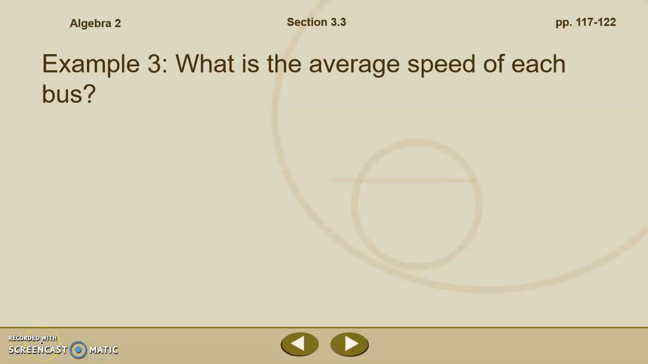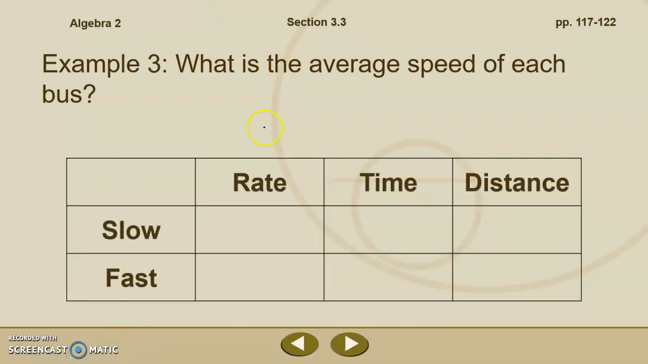We've got example 3, which is on page 119. Two buses, 412 miles apart, head toward each other. One bus travels 3 miles an hour slower than the other, and they meet in 4 hours. What is the average speed of each bus? For this problem, you're going to need to remember that distance equals rate times time. It's another formula you need to know. Distance equals rate times time.